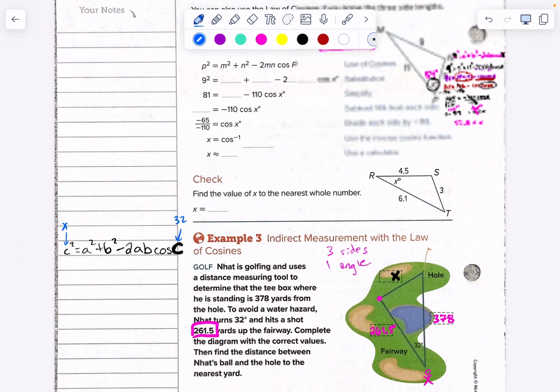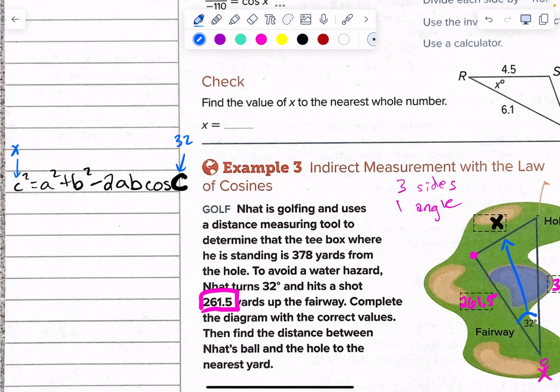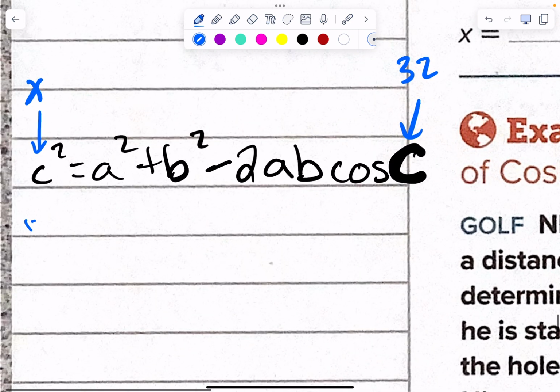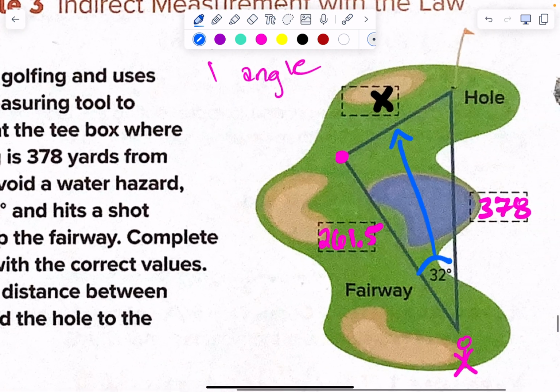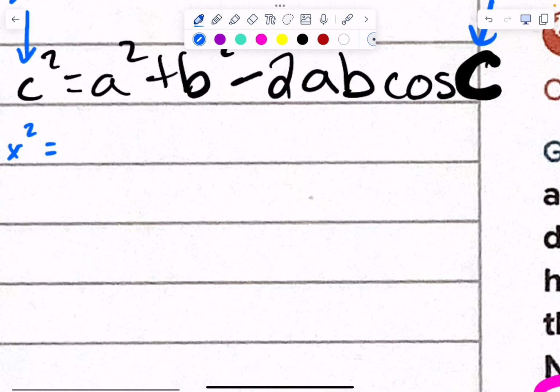X, because those two have to be opposites from one another. If this is my angle, then the side opposite has to be little c. Okay, so I've got x squared equals, what's little a? Which one do you want little a to be? It doesn't matter. 261.5? I don't care.